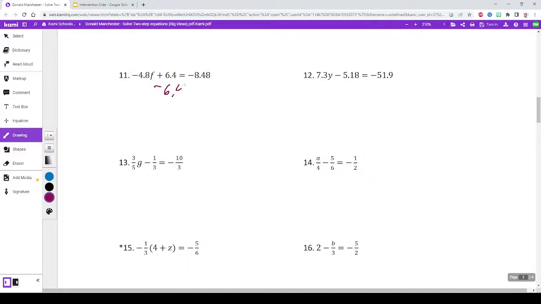We're going to subtract 6.4 from both sides. So that's -4.8f equals -14.88. We divide by -4.8. So -14.88 divided by -4.8, that gives us 3.1.